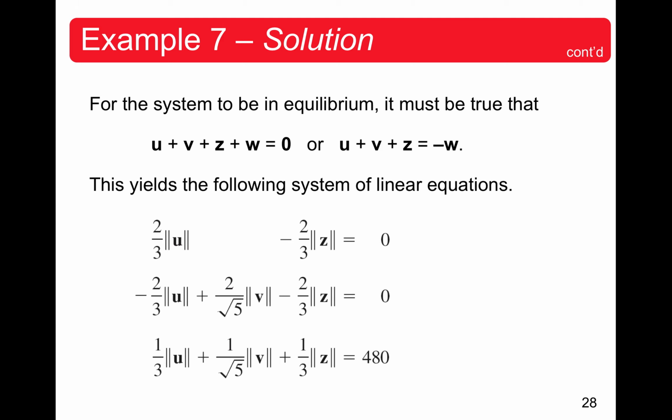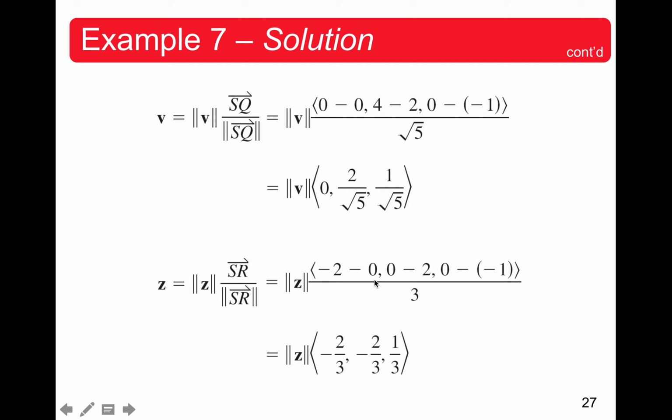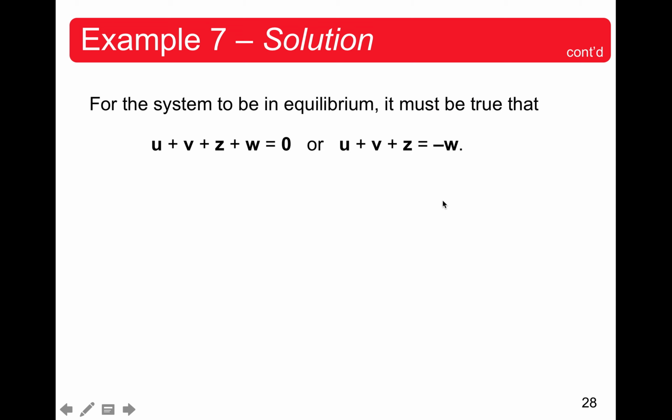So we have a system of equations that we can write from this. Where these numbers came from: these 3 numbers are the components of vector u that we found, 2/3, negative 2/3, 1/3. And then this was what we found for v: 0, 2 over square root of 5, 1 over square root of 5. And then z was negative 2/3, negative 2/3, 1/3. If we go back a slide, you can see that those are these right here. Those numbers are where we're getting the coefficients for the equation.